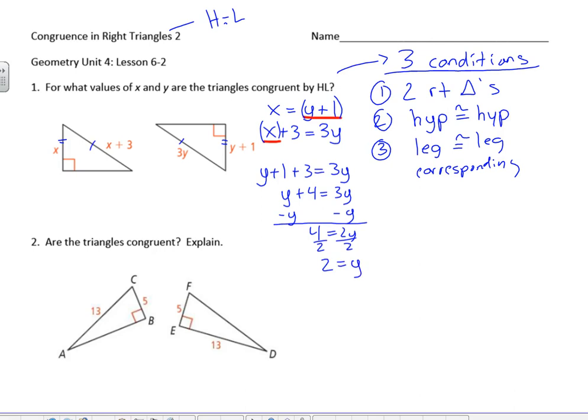And then to find x, well, x equals y plus 1. Now we know what y is, so x would be 2 plus 1. x would be 3. Okay, so just a little review of some algebra and systems of equations.